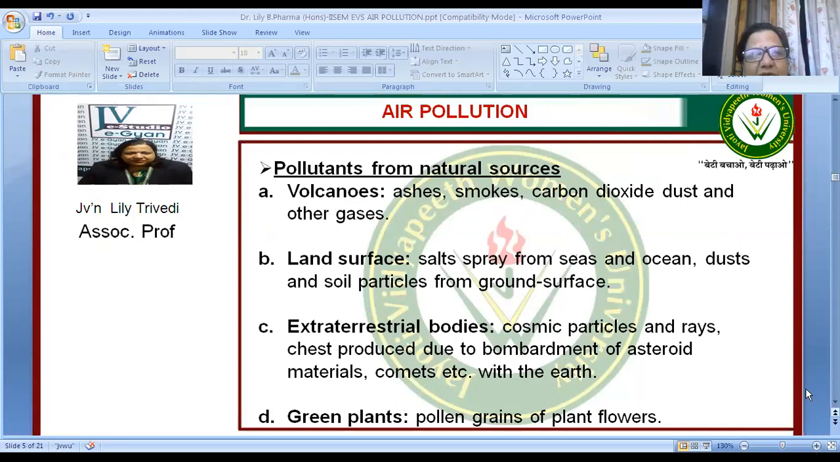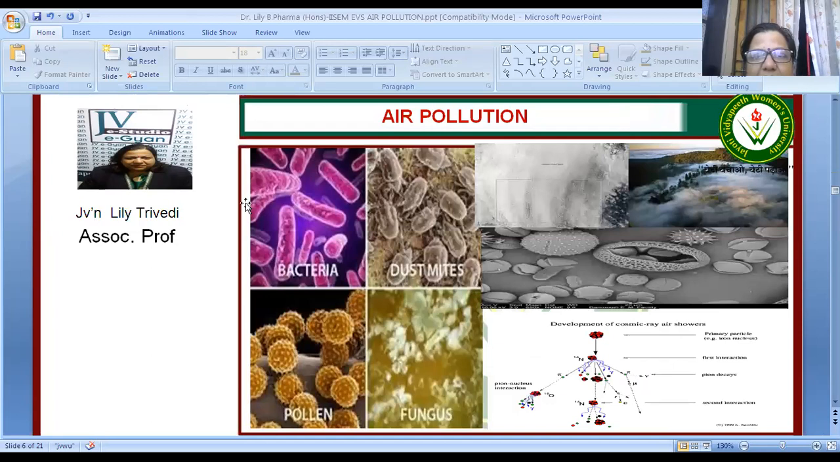The green plants are also responsible for air pollution. How? Because they have flowers which, during pollination, release pollen grains. So you can see the dust mites, the bacteria, the pollen grain. Here you can see the spinous pollen grains, fungal spores, and the cosmic air showers, which primarily occur by the decay of the nucleus.